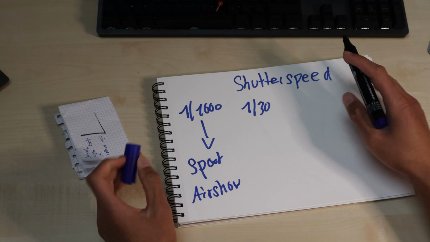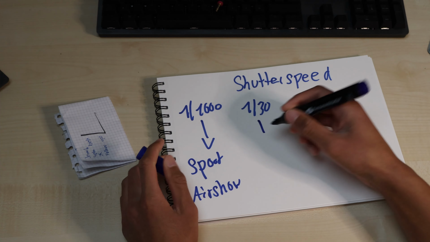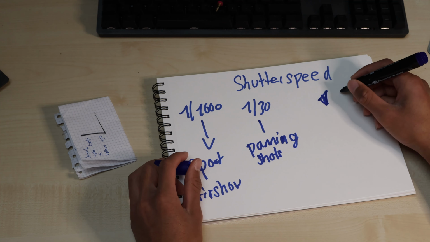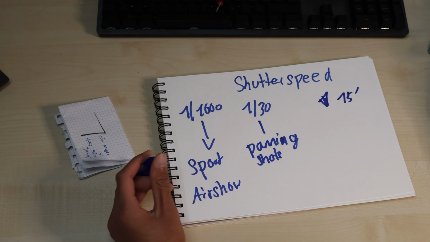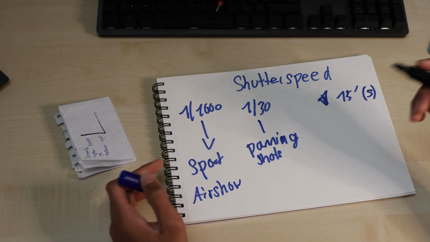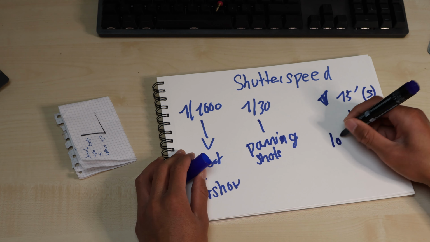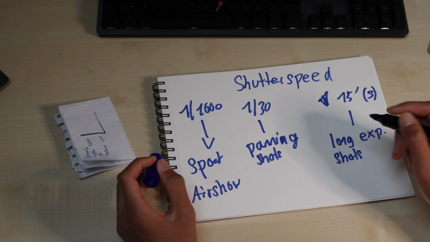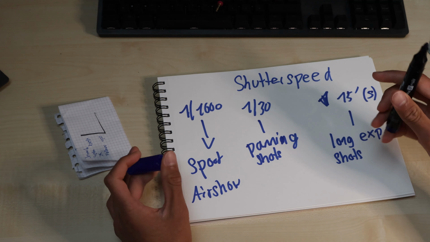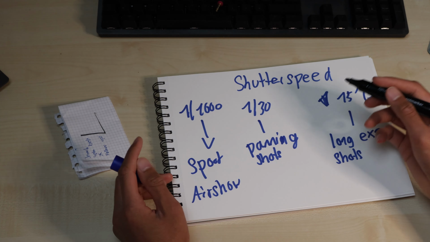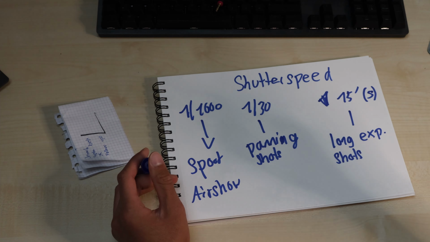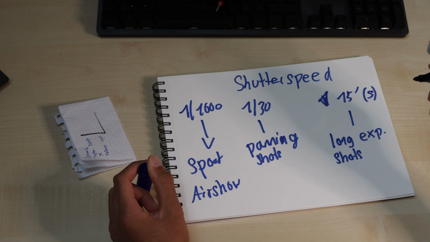You can use a slow shutter speed like 1/30 for things like panning shots, or you can use a very long shutter speed like 15 seconds. This is optimal for long exposure shots like this one. But keep in mind, when you use such long shutter speeds, please use a self-timer on your camera or an external shutter release, because the vibration when you press the button can lead to a blurry image, and if you don't want a blurry image, you should use a self-timer.